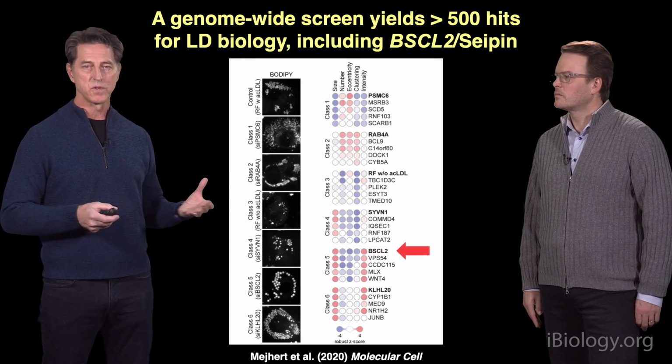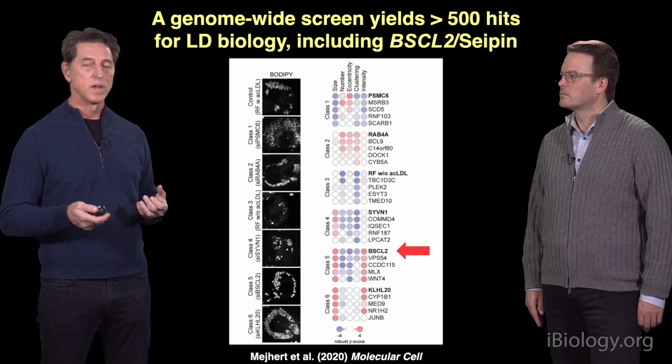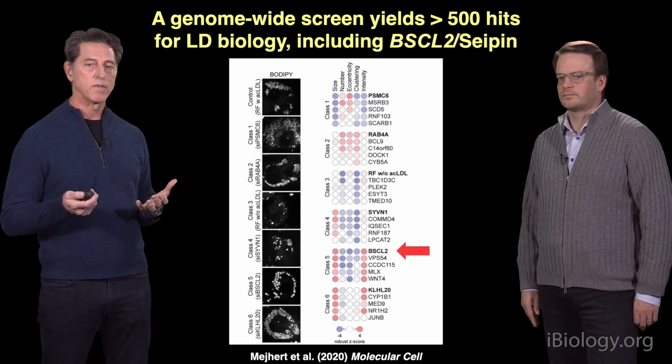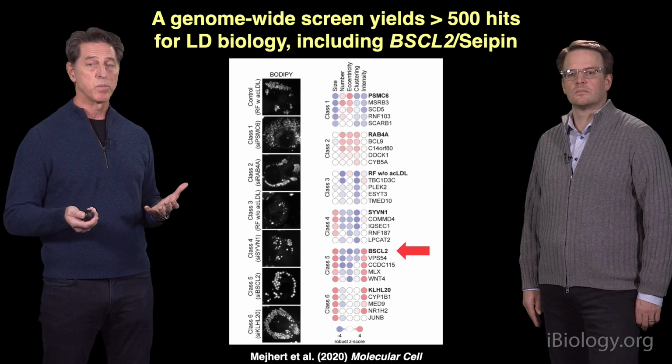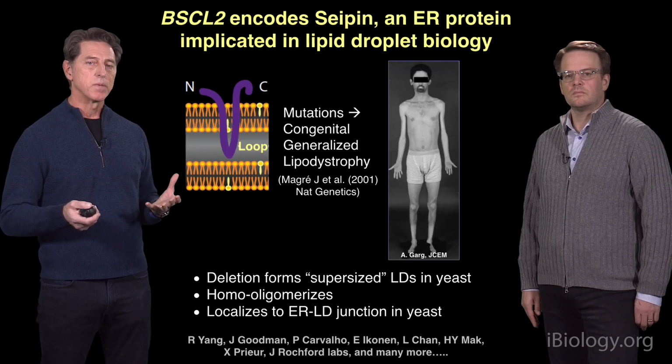BSEL2 is the gene that encodes for the seipin protein, and this hit was one of the strongest hits in our screen, and of course attracted our interest because we and others have identified seipin as a very important protein in lipid droplet formation. So seipin, what is seipin?